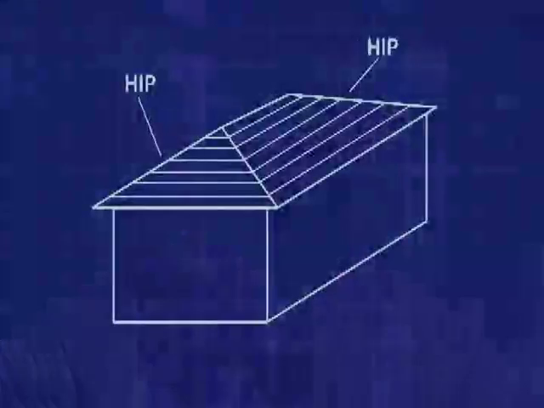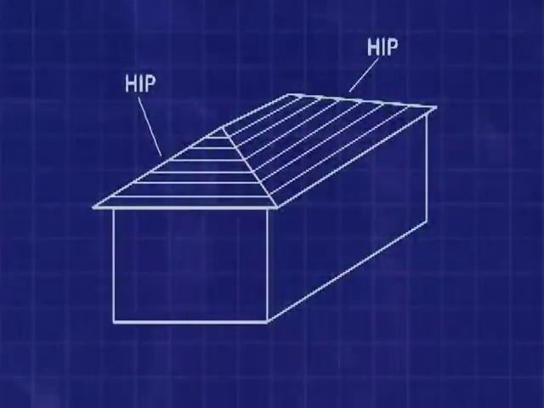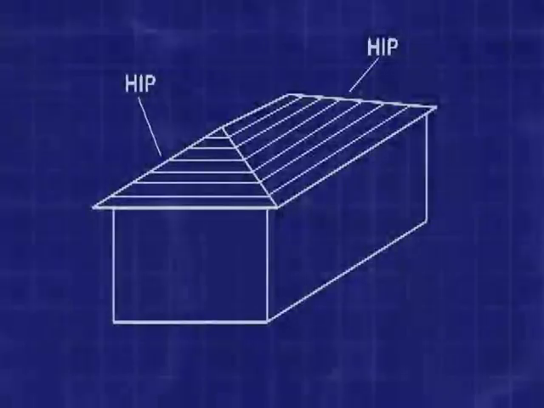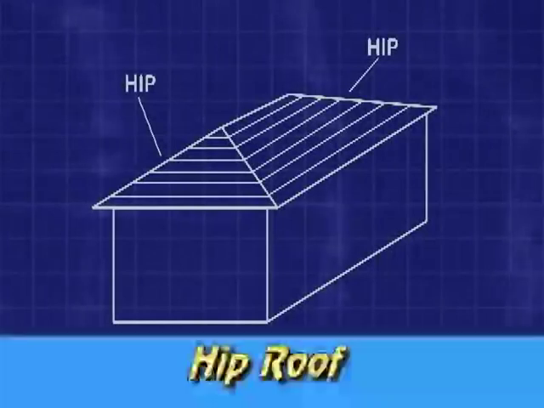Number 48. Which roof type slopes in 4 directions? Is it the shed, the mansard, the gambrel, or the hip? The answer is hip.